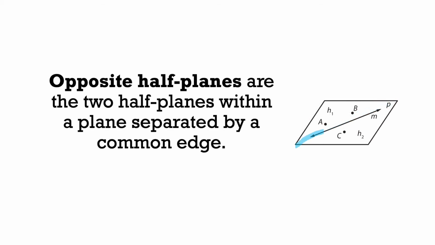On the opposite side of each edge, we have the 2 planes, the 2 half planes, and because they share that common edge, they are called opposite half planes. So H1 is one and H2 is the other. Opposite half planes share that common edge, and that's what separated them to begin with.